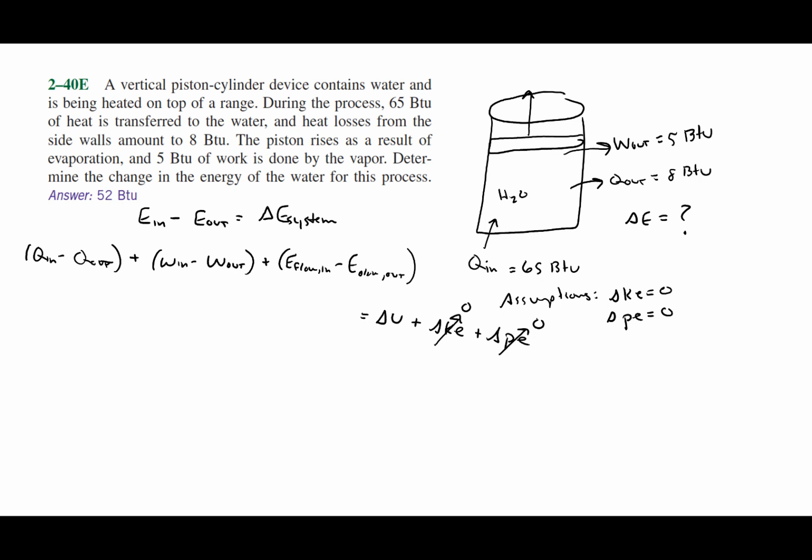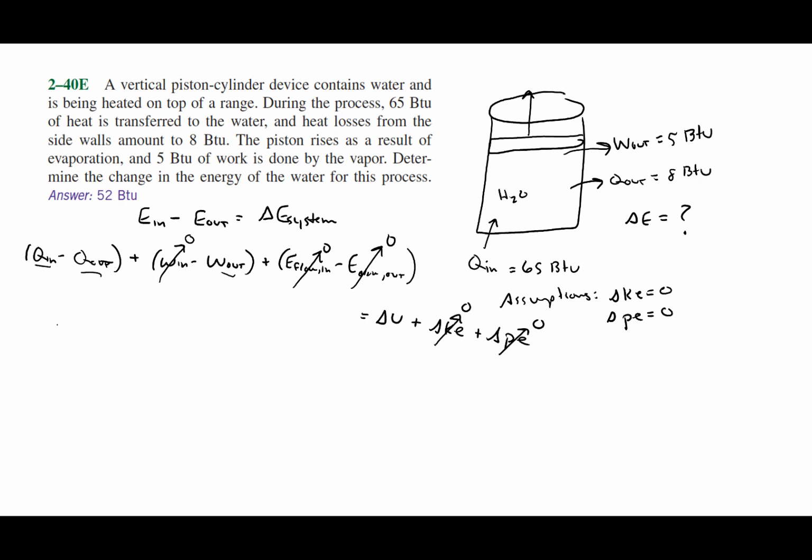And there's no water flowing in or out of this piston cylinder, so these are 0. And then let's look at these other terms. So we do have heat in and heat out, so these aren't 0. We have work out, but we don't have any work in. So we're not doing any work on the system. The system is doing work on the environment.